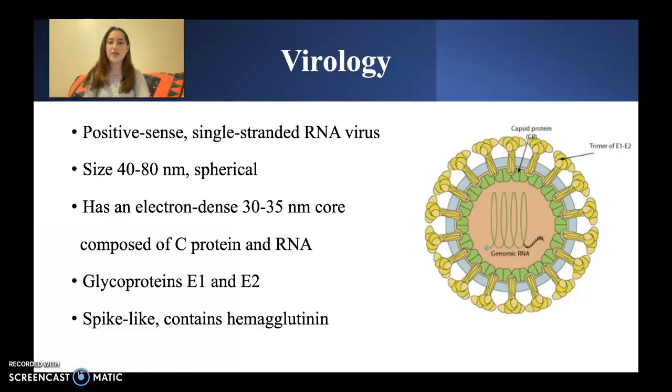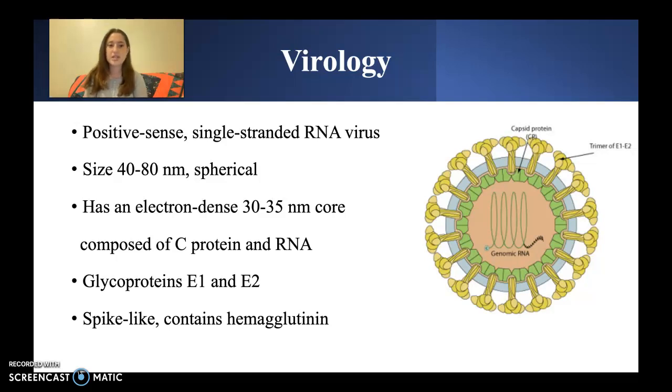Okay, so facts about the virus itself. This virus is a positive sense, single-stranded RNA virus. It is 40 to 80 nanometers in size and has a spherical shape. It has an electron-dense 30 to 35 nanometer core, is composed of the C protein and the RNA, and its most important quality is that it has the glycoproteins E1 and E2.